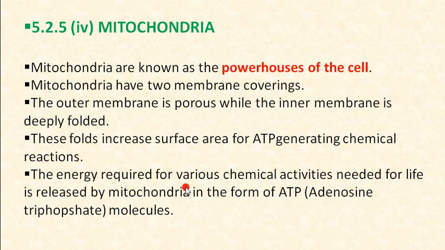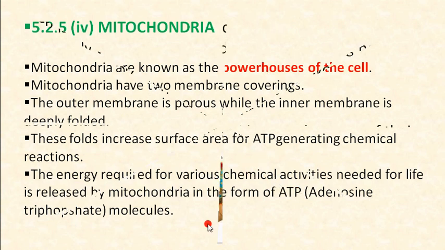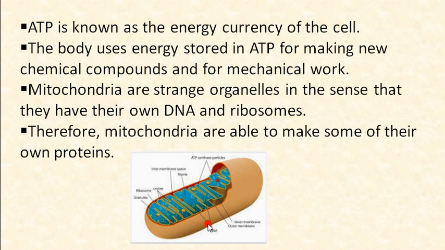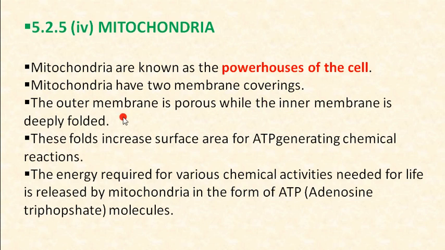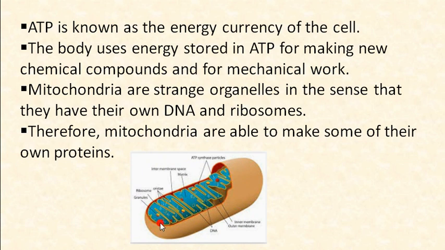So the energy required for various chemical activities is released by the mitochondria in the form of ATP. That's why it is called the powerhouse. So this is very important. Here you can see in the picture, there are two membranes. This is the outer membrane and this is the inner membrane, and the inner membrane is very complex. The first outer membrane is porous and the inner membrane is deeply folded. We can see it folded like this, a zigzag structure. So this is the inner membrane and this is the outer membrane.